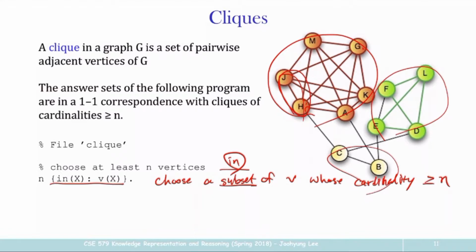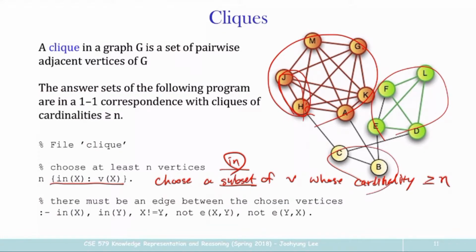So you just select n vertices, but they may not necessarily be connected. So you have to write one constraint. There must be an edge between those vertices in the in predicate. Okay, let me say again. If you have nodes that belong to this in predicate, these nodes must be connected. And that can be written in this way.